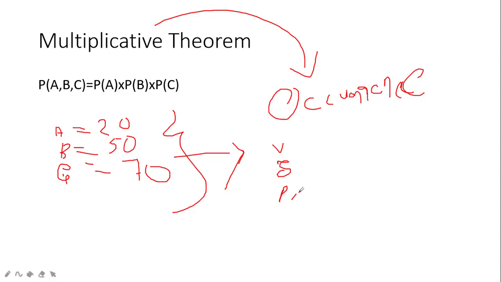Here we need to go one by one because we are together, so we need to calculate all the values together. So what is the thing? 70 plus 50 plus 20. If I go with P of A, I get 1 by 20. If I go with P of B, I get 1 by 50. If I go with P of C, it will be 1 by 70.